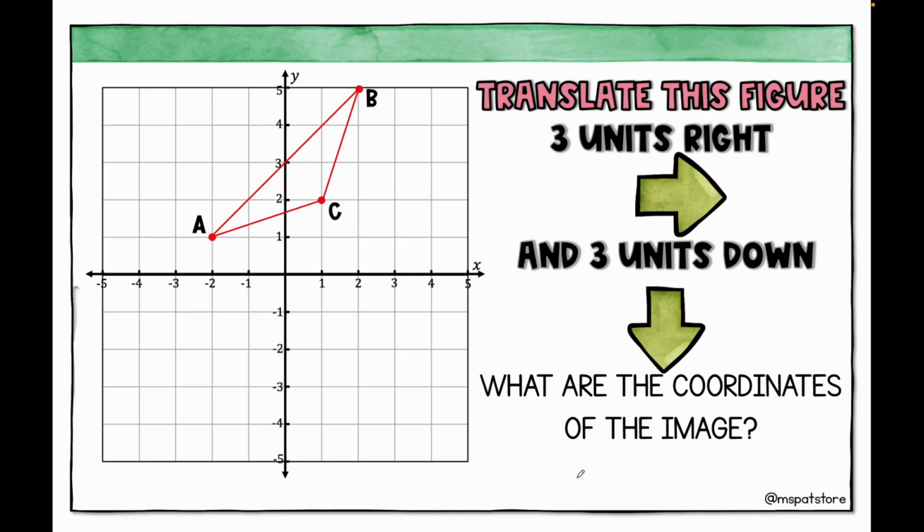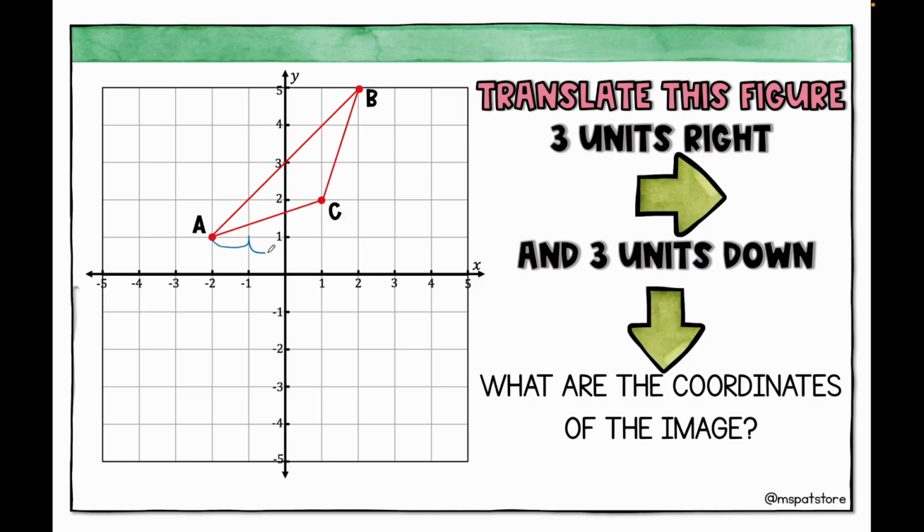Now, let's try to do this activity. We have this triangle, A, B, and C. And it's telling me to translate this figure 3 units right and 3 units down. Then you need to write down what are the coordinates of the image, of the one that you just created. So in order for you to do this type of activity, you need to do it one at a time. I'm going to start with point A. So it says that I need to move 3 units right and 3 down. So let's count.